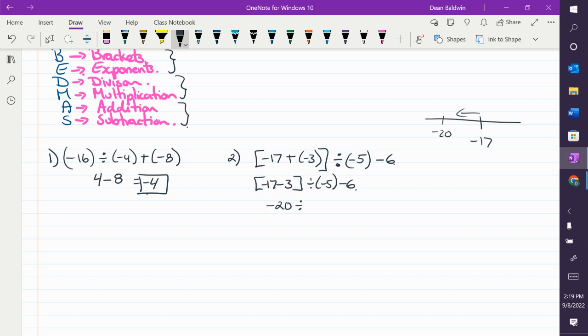So now we have negative 20 divided by negative 5 minus 6. What do we do now? You divide negative 20 by negative 5. Yeah. So now we move down the list. We have a division. So we go negative 20 divided by negative 5 to get, what's a negative divided by a negative? Positive. So we get positive 4 minus 6 is negative 2.